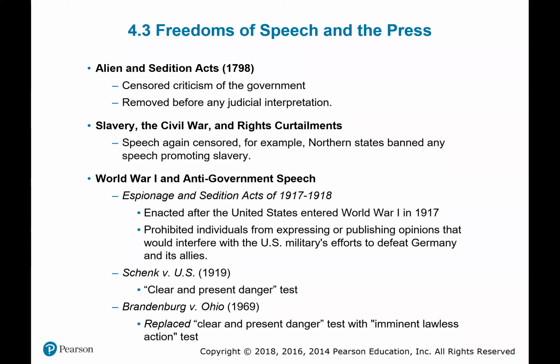Later you have a different version, as the clear and present danger test was too vague. So in Brandenburg v. Ohio in 1969, the test was replaced with imminent lawless action. So if there's going to be a crime that's going to take place, if it's imminent based upon these words or printing, publications, etc., then actions could be taken by the government to condemn those words and speech and press.